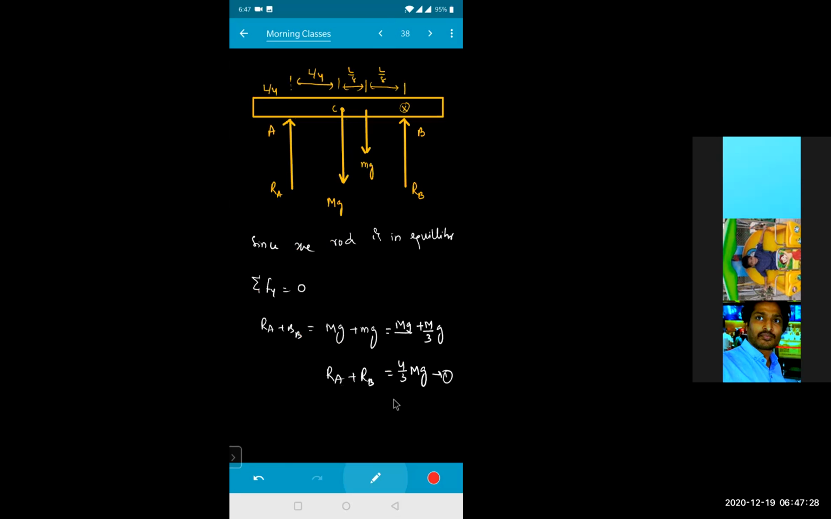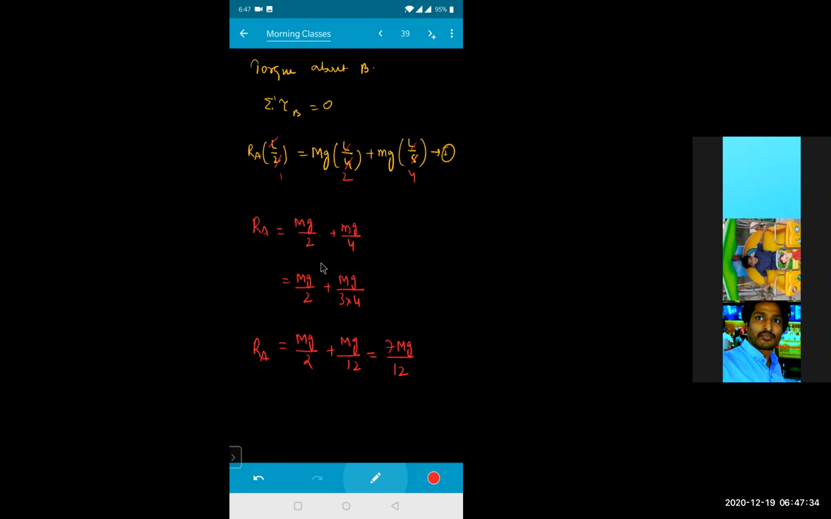We already know that RA plus RB is 4 by 3 times mg. So we can substitute. From this one, I can get the value of RB. So from equation 1, RB is equal to 4 into mg by 3 minus RA. So it is equal to 4 into mg by 3 minus RA value. RA value is 7 mg by 12. So this will be equal to how much for me? 4 by 3 minus 7 mg by 12.